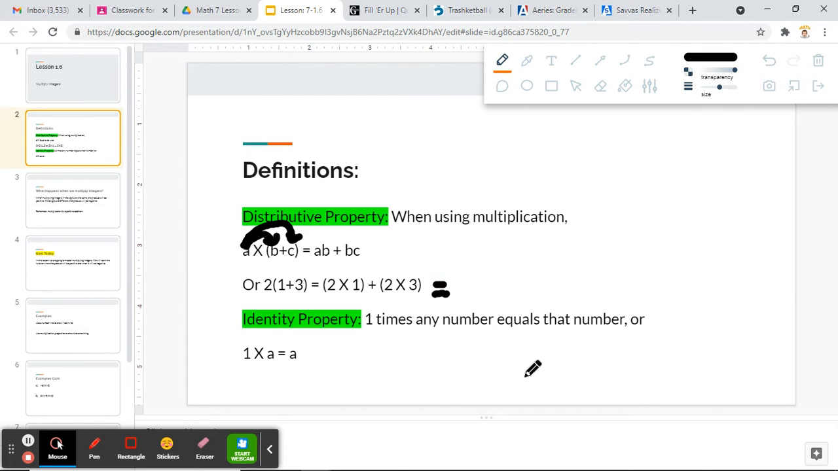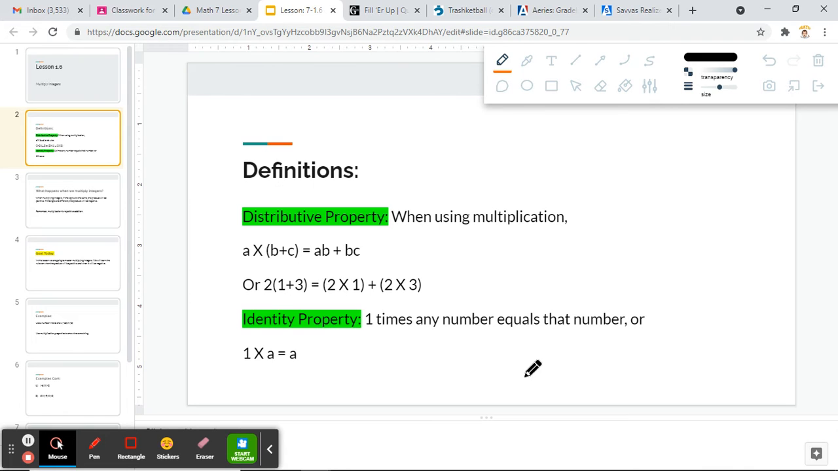So let's think about why this works for a second. Well, if we're doing 2 times 1 plus 3, we can add what's in the parentheses first, right? So 1 plus 3 is 4, and 2 times 4 is 8. So if we do it that way, we'll get 8. Well, also we could do 2 times 1, which is equal to 2, plus 2 times 3, which is equal to 6. So we get 8 either way, right? So regardless of whether you add together the numbers first or whether you distribute the numbers, you'll get the same ones there.